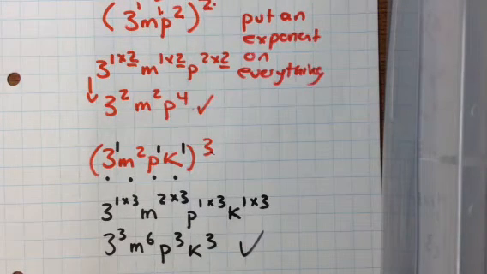So that's all there is for rule 3. If you make sure that you put 1s on all your items inside, then you won't forget when you have to use the power to power rule.